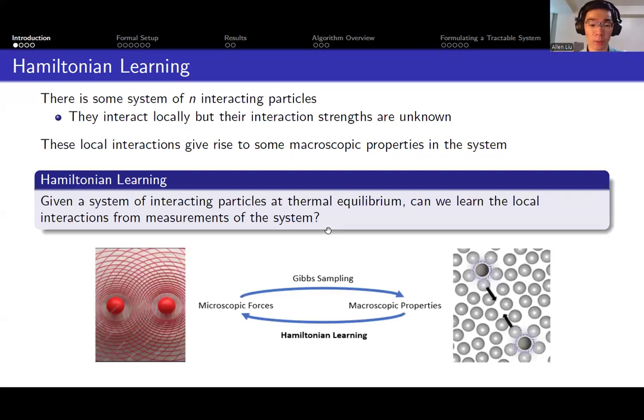So given a system of interacting particles at equilibrium, can we learn about the local interactions from measurements of the macroscopic properties of the system? So can we go backwards from measurements of the macroscopic properties of the system to learning about the microscopic forces driving them?